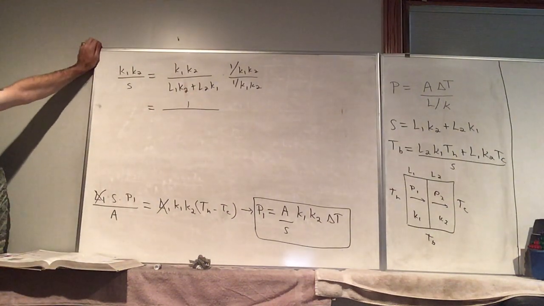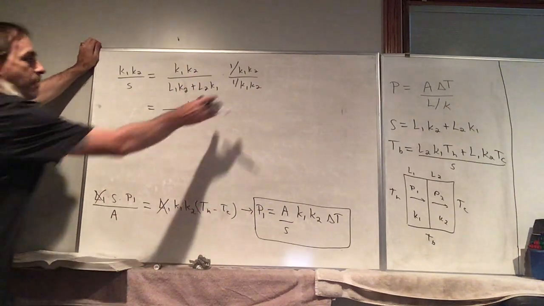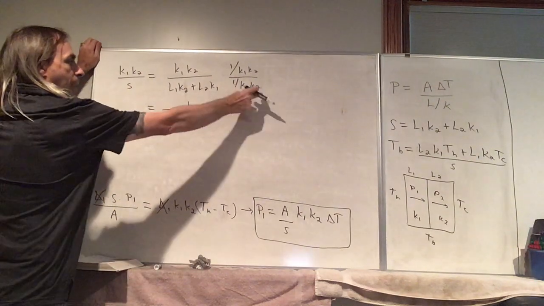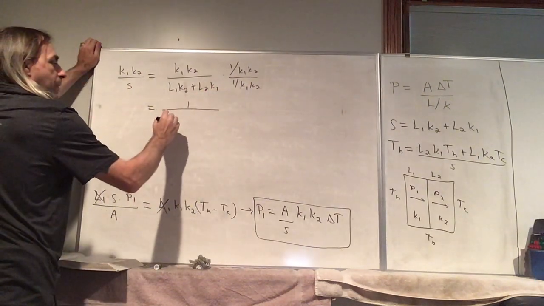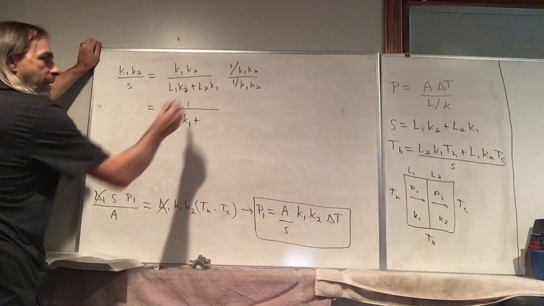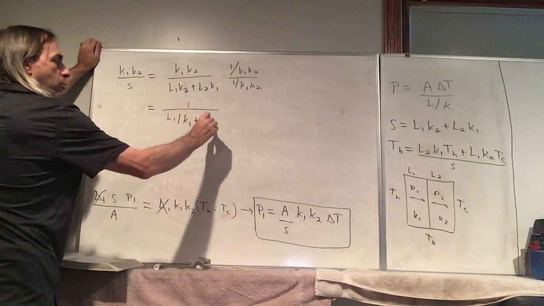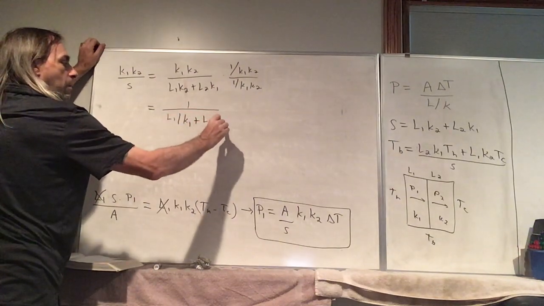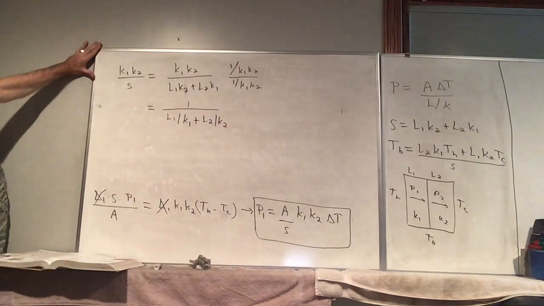And so what we have here, if we distribute this, we'll have L1 K2 divided by, the K2 cancels out. So we have L1 over K1. And then the second term, we have L2, and then K1 over K1, K2. And the K1 cancels out.